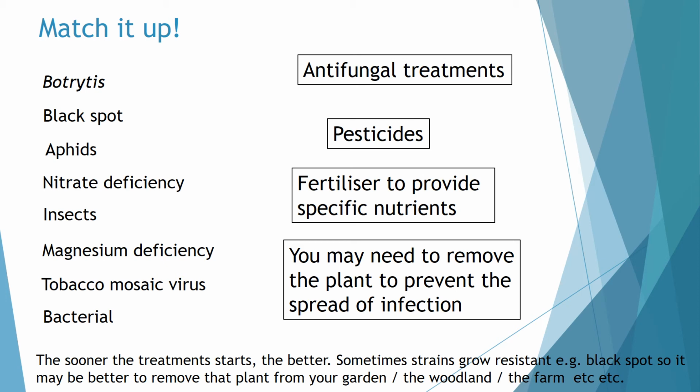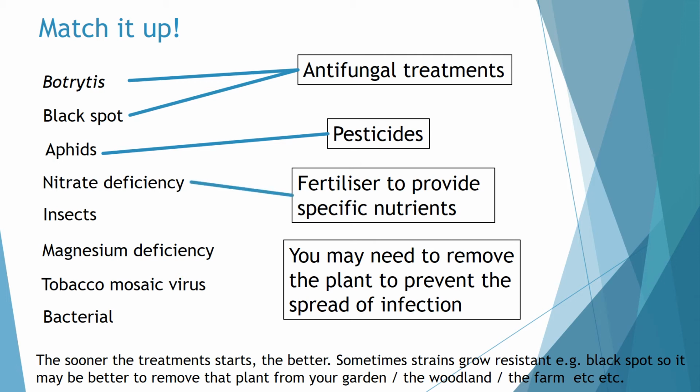Let's go. So botrytis. How will we treat these? Well, we would use an antifungal treatment because it is a fungus. Black spot, same, it's a fungus. Aphids, pesticides, because aphids are a pest. Nitrate deficiency, well, we're going to have to whack in some fertilizer. Insects are pesticides. Magnesium is in fertilizers.